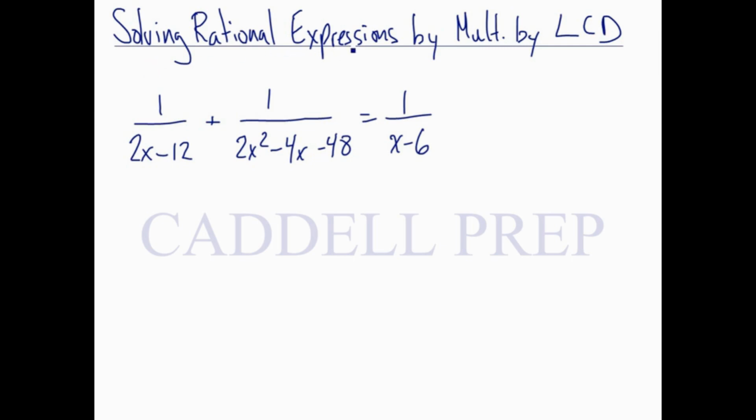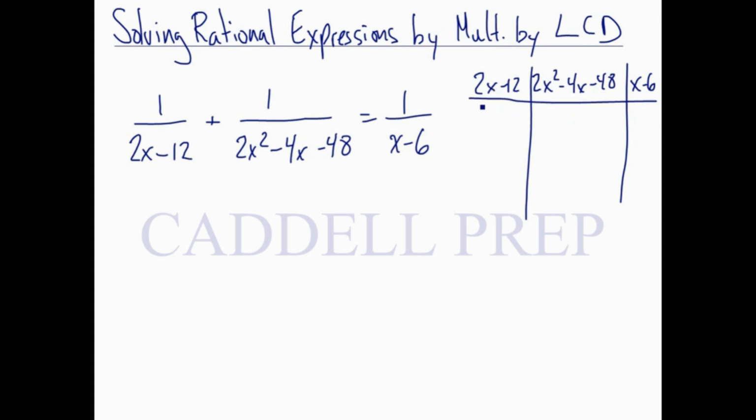Let's go over solving rational expressions by multiplying by the least common denominator. So first, let's look at these denominators. We have 2x minus 12, 2x squared minus 4x minus 48, and x minus 6. So we can get a common denominator by multiplying these all together, but we want to look at the least common denominator. So let's factor all of these and let's see what we end up with.